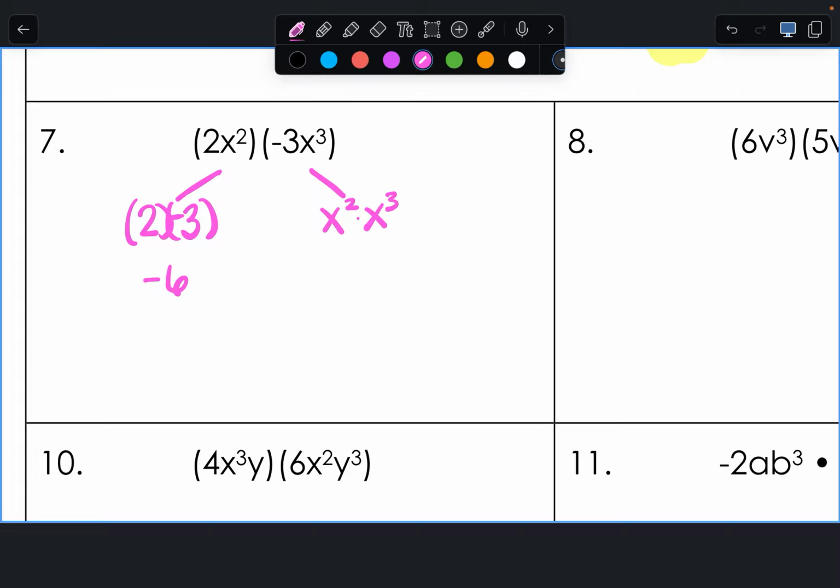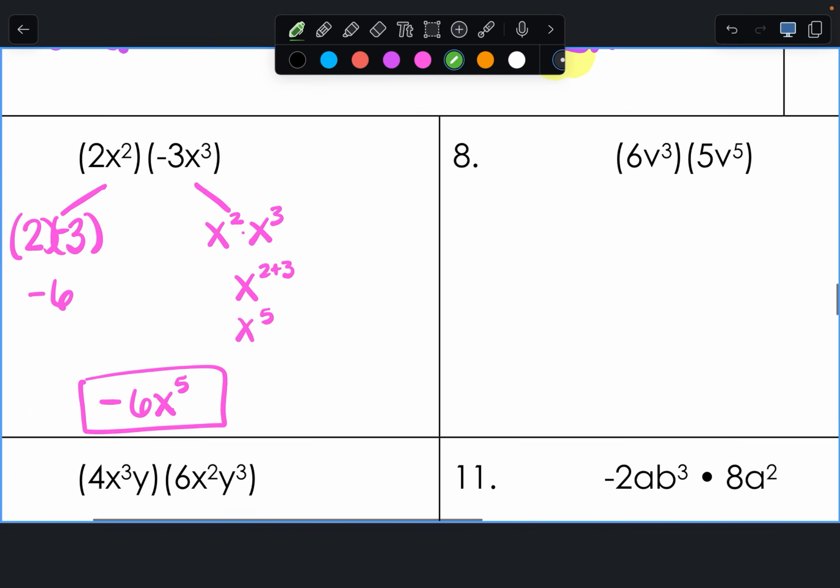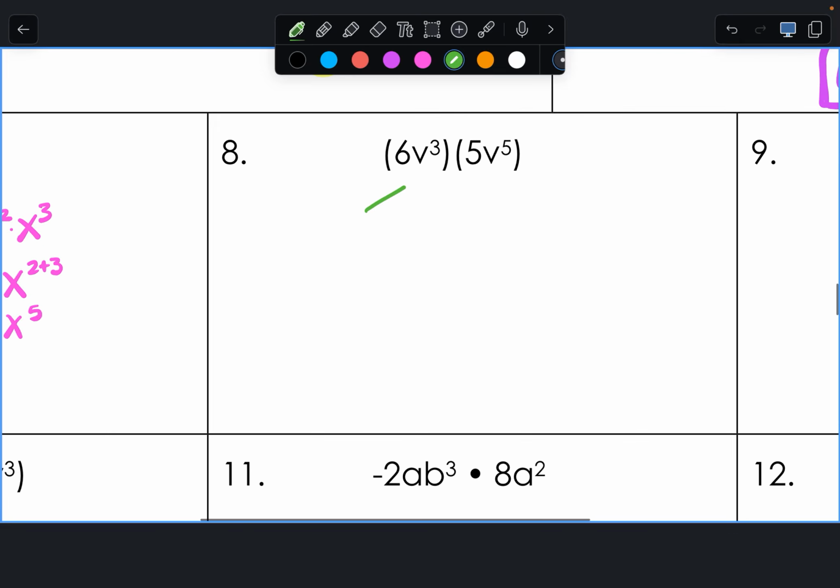If you get this last one and you feel like we can move on to number 13, we can do that. Ready? Number 11. Create a group for your coefficients. What are they? Negative 2 and 8. Negative 2 times 8 is negative 16. Create a group for your a's: a squared, which means one of them has an exponent of 1. And 1 plus 2 is 3.